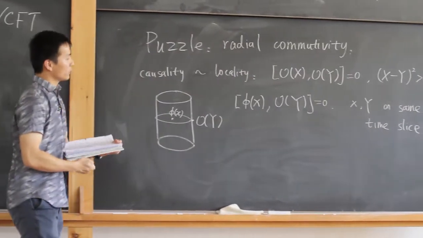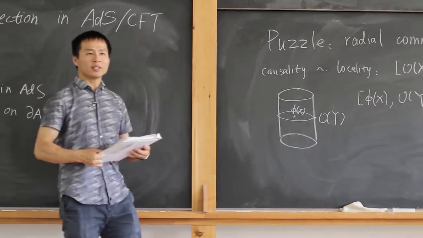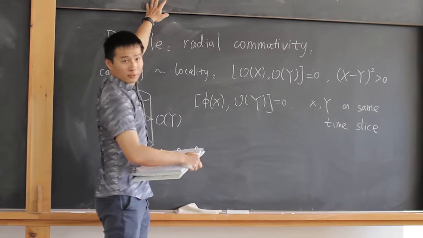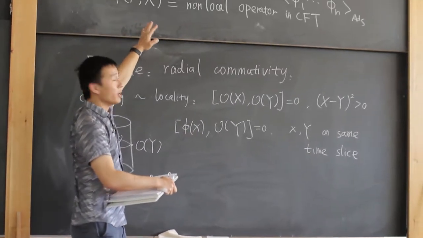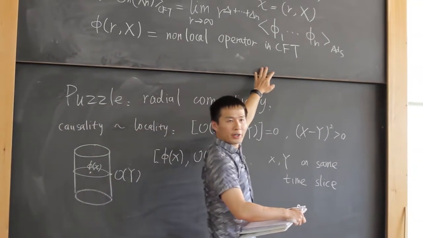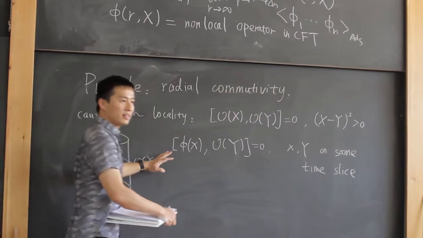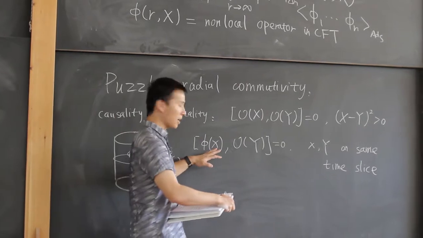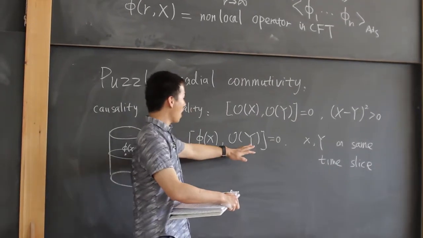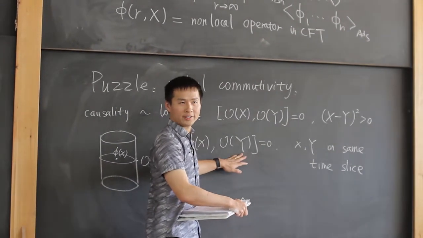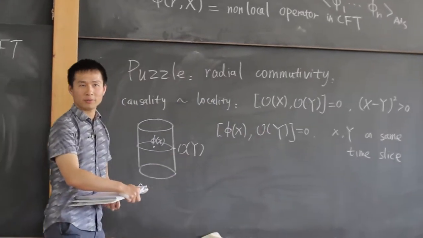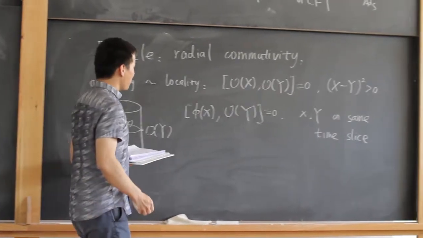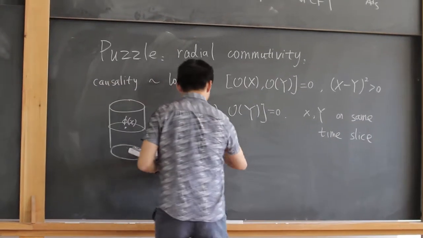In thinking about this equality, we should think of phi as being defined through the AdS/CFT dictionary to be some non-local operator in the CFT. And then this is a statement in the CFT. So we have a complicated CFT operator, and we have a local operator in the CFT. And the statement is they commute. You might think this is very natural, but this is actually impossible.